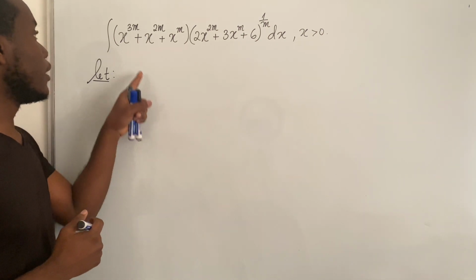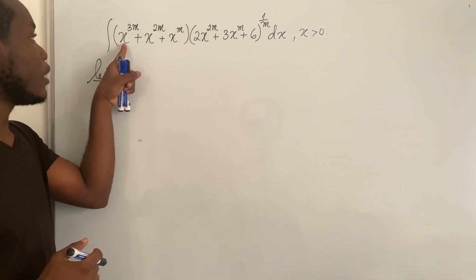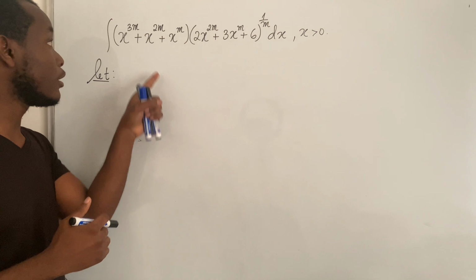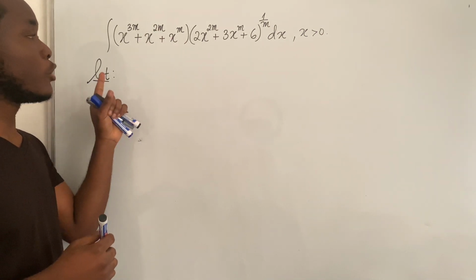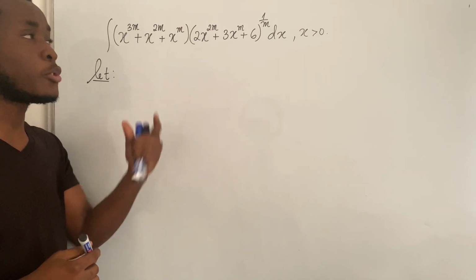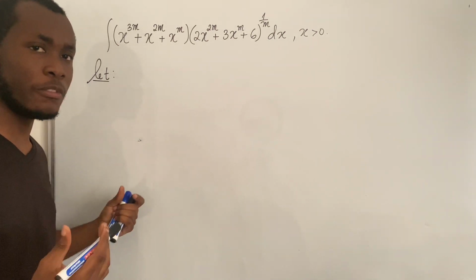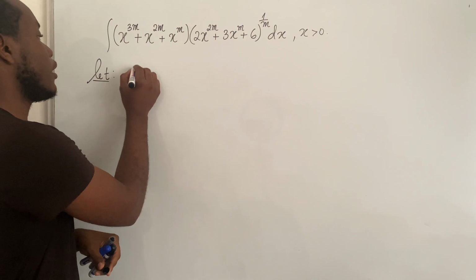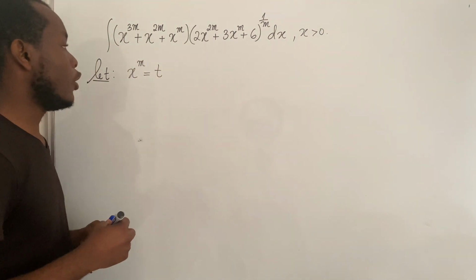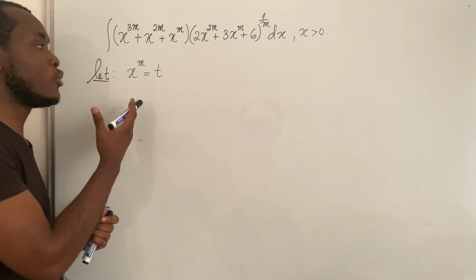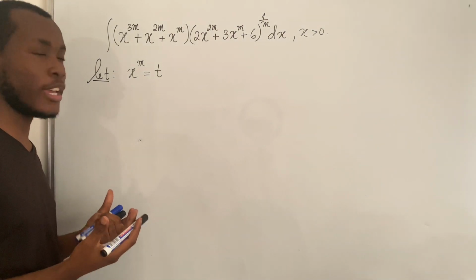Okay, we analyze that we have x to the power m all to the power 3, x to the power m all to the power 2, x to the power m, and so on. So since we have x to the power m in various expressions, we can let x to the power m be a variable. So we can let x to the power m be equal, for example, to t. And doing that, we can isolate the value of x. How do we isolate x here?